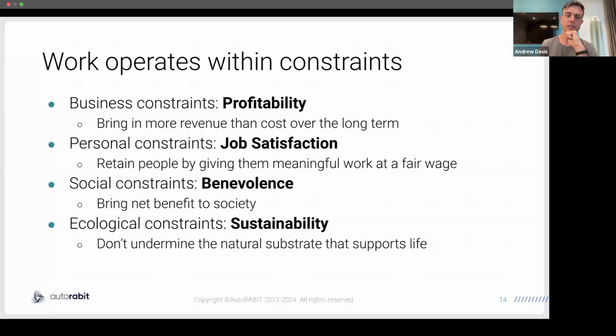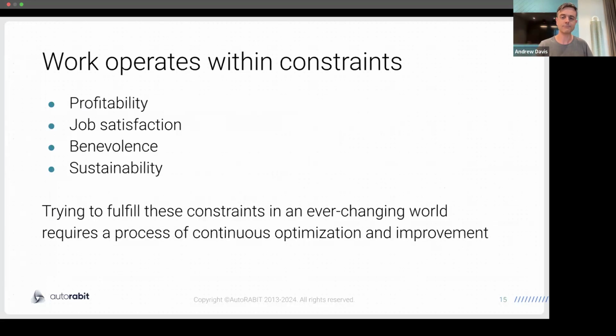So work operates within constraints, and every organization operates within constraints. We've got a variety of constraints. Business constraints, like profitability, is the primary one. Personal constraints: do I like being in this job? Am I satisfied with my job? Social constraints: do people see me as a helpful person? Do people see me as someone who is bringing them benefit and they can trust? And overall, as much as people might wish to deny it, we operate within the reality of an ecosystem. And so we're subject to all of these constraints, and we need to figure out this problem. In engineering, you call this constrained optimization. How do you optimize what you're doing within this variety of constraints?